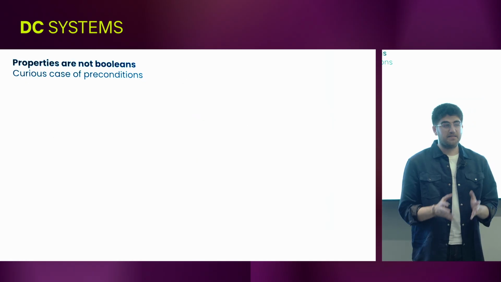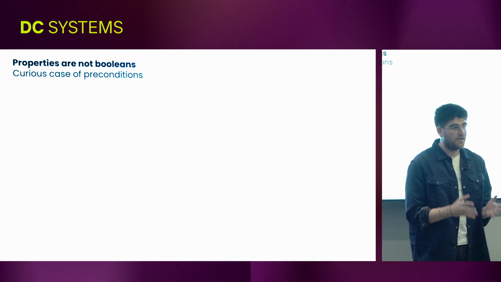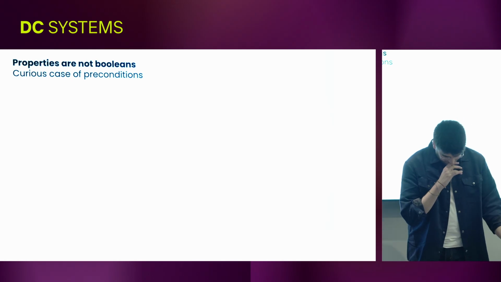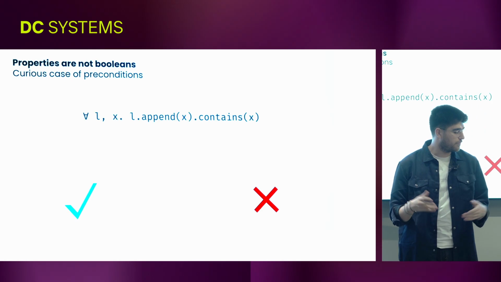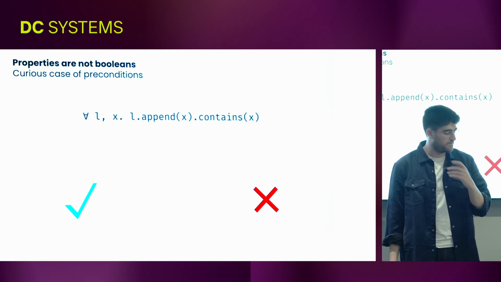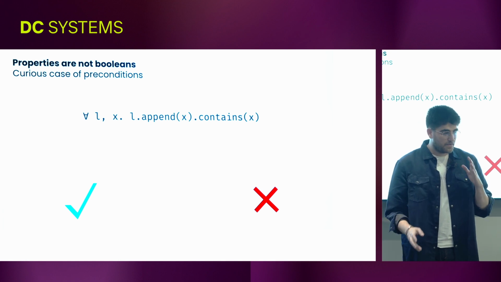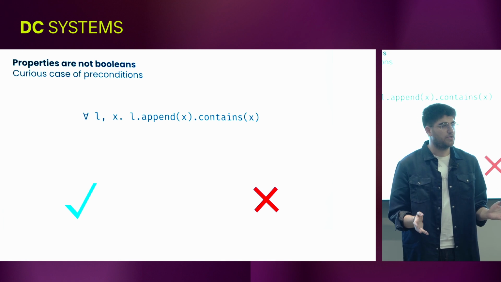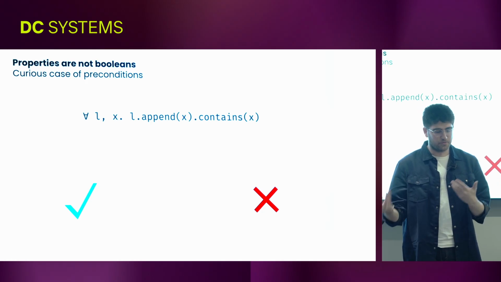The second thing that the libraries give you is the properties are not really booleans. I lied to you earlier. So if you think of the example that I had shown you, for all lists and elements, appending an element to the list contains the result, contains the appended element. This property is correct. So this is a Boolean predicate. This is going to be true or false, yes or no.